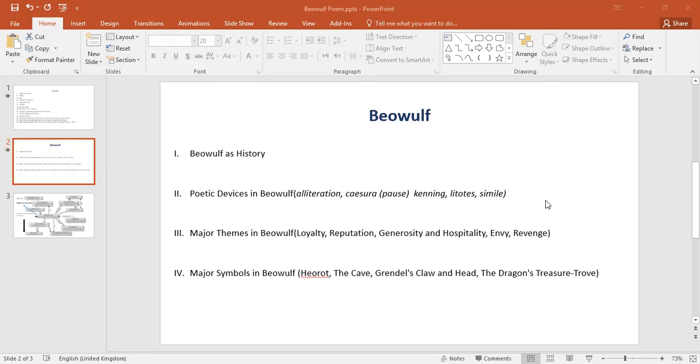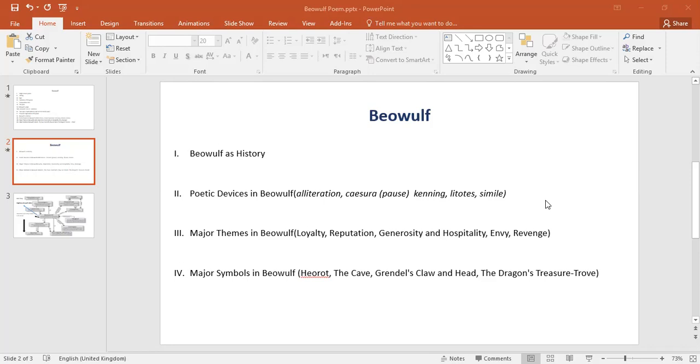And is this poem interpolated by different priests after the pagan age, when the Anglo-Saxon people converted to Christianity from paganism? So is there any interpolation in this poem or not? We have also covered that area, okay? And now we are going to discuss whether this poem is parallel to history or not.